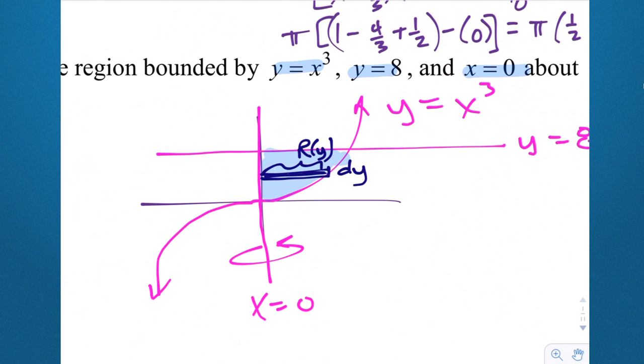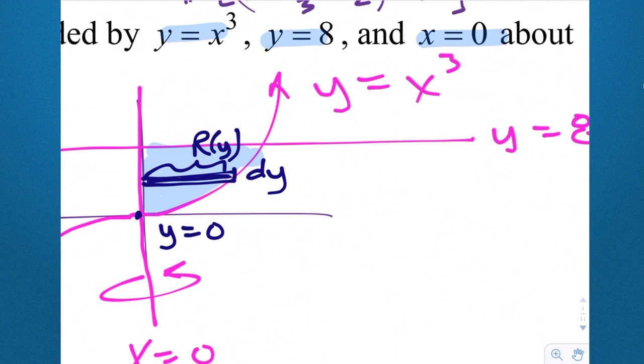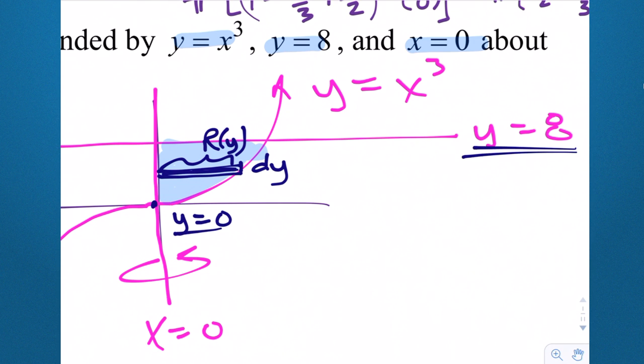So just as before, if we were doing this with area, we need to integrate from low to high. So that's going to be from y equals 0 to y equals 8. And we need to be able to solve our equations for x. So if y equals x cubed, then x equals the cube root of y. So that's the equation on the right. And the axis itself, x equals 0, is on the left. So we're ready to go.